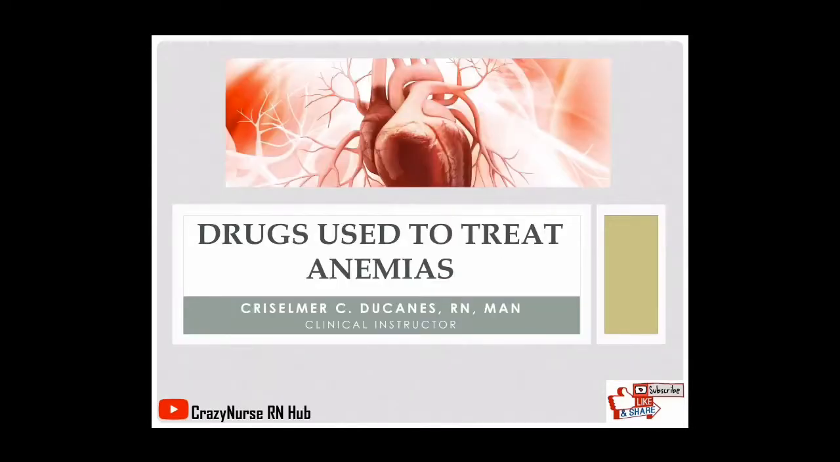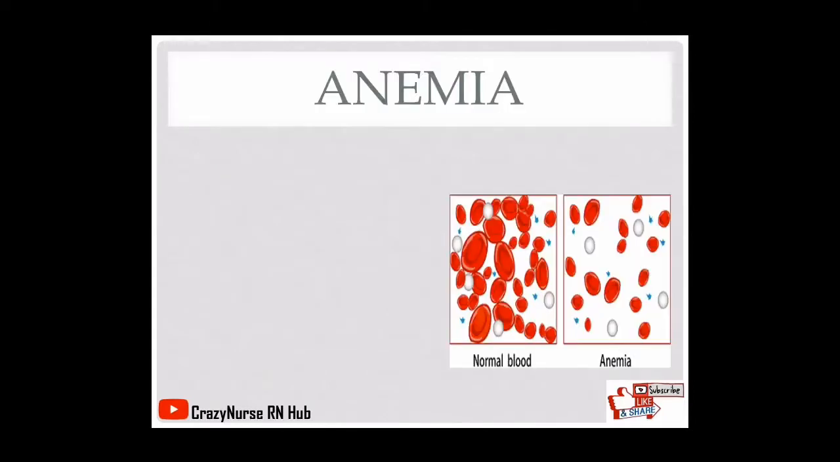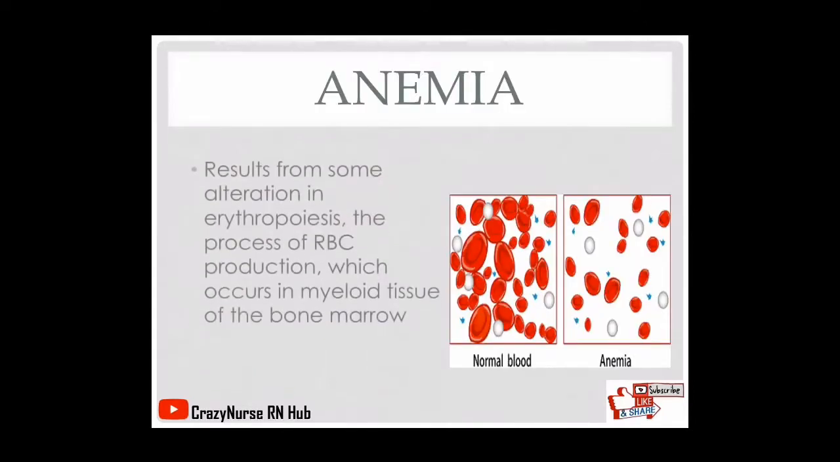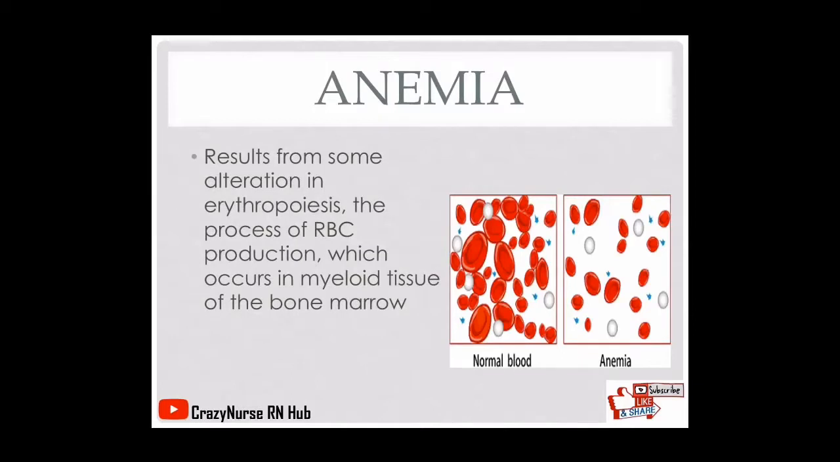Now let's proceed to drugs used to treat anemias. First, let's define what anemia is. It results from some alteration in erythropoiesis, the process of RBC production which occurs in the myeloid tissue of the bone. Also, it is a state of too few RBCs or ineffective RBCs. So this is your anemia.